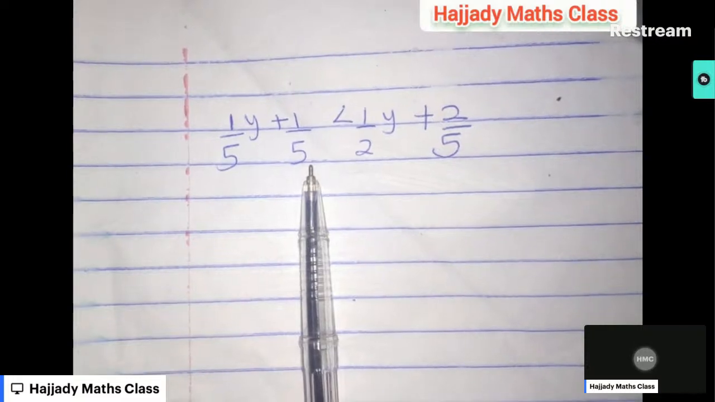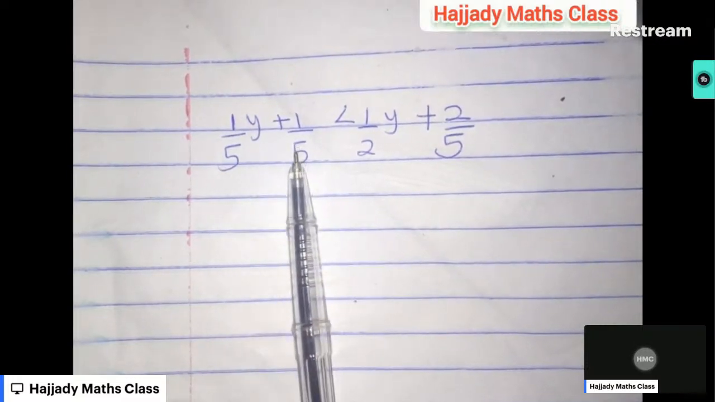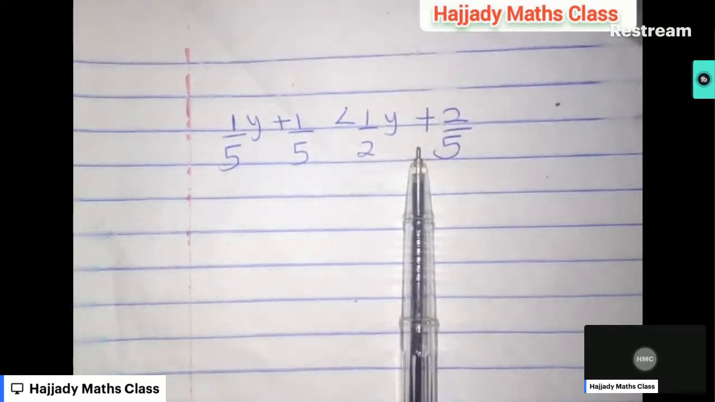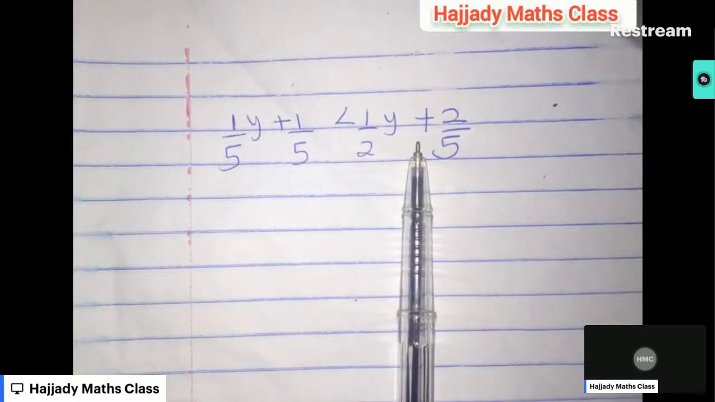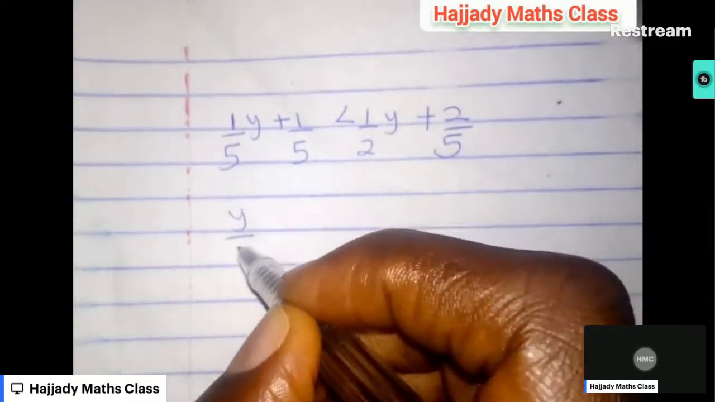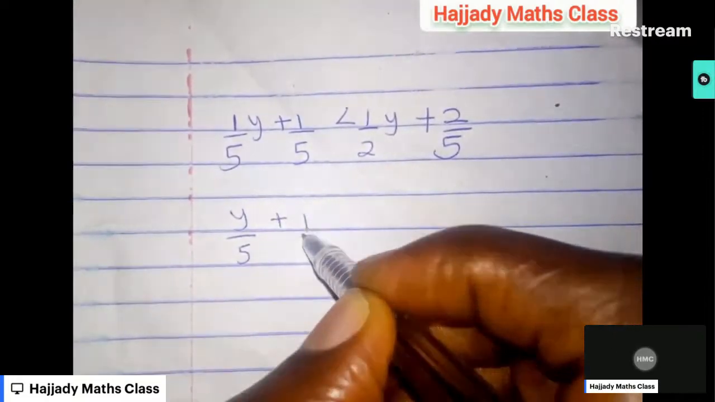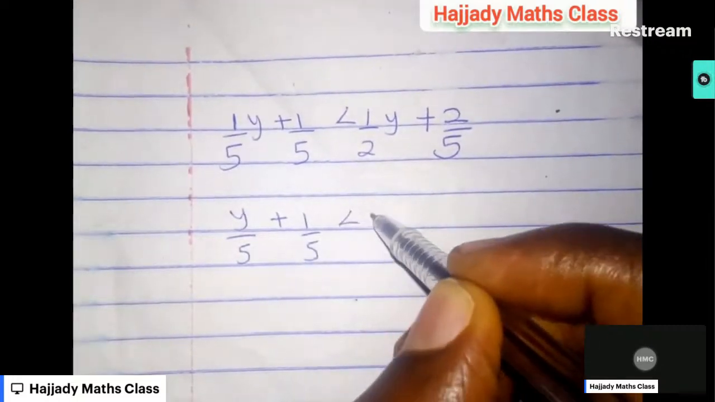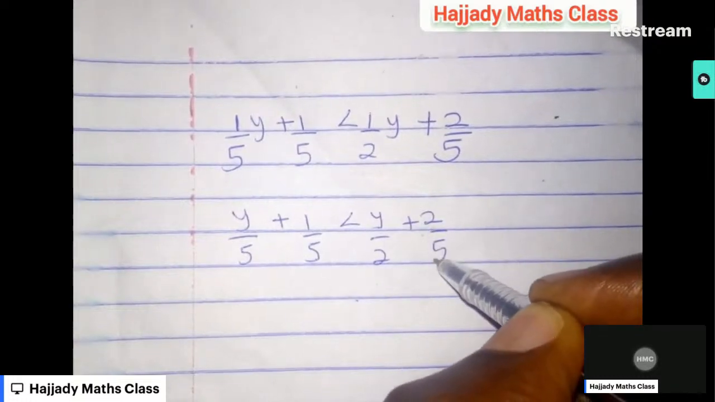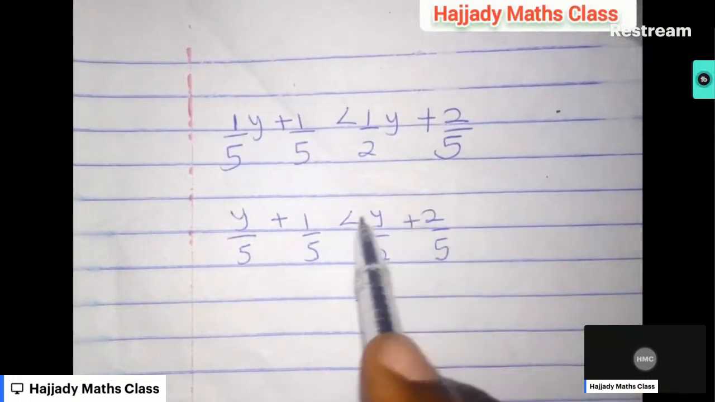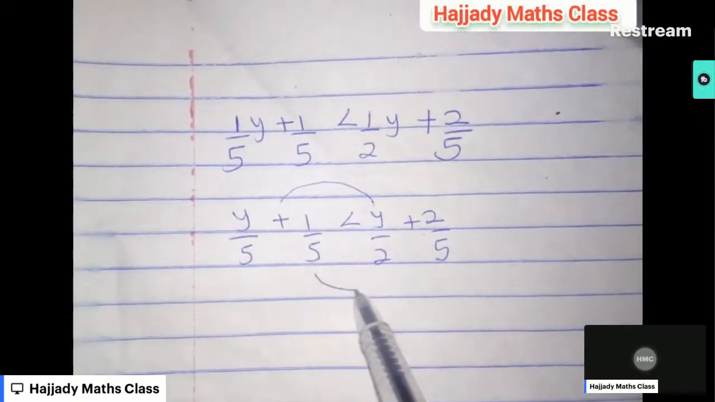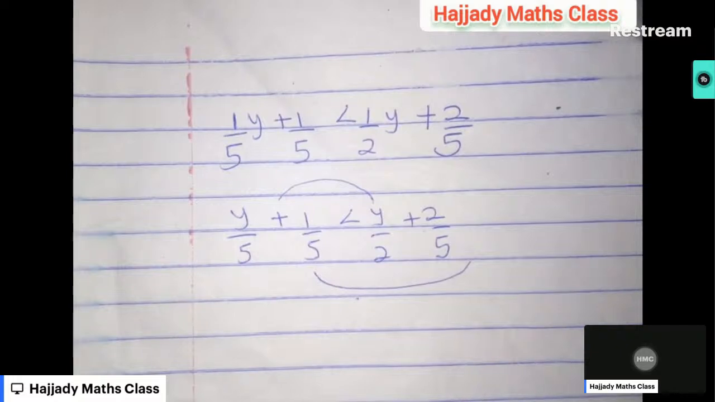Now looking at this question, I have 1/5 of y plus 1 over 5 less than half of y plus 2 over 5. So here there's a need for me to rewrite the question in a more convincing way. This can be written as y over 5 plus 1 over 5 less than y over 2 plus 2 over 5. And the next thing for us to do is to collect like terms. So this is coming to this side, while this is going to the right hand side.